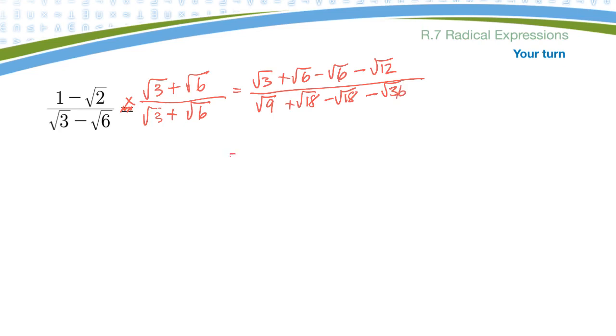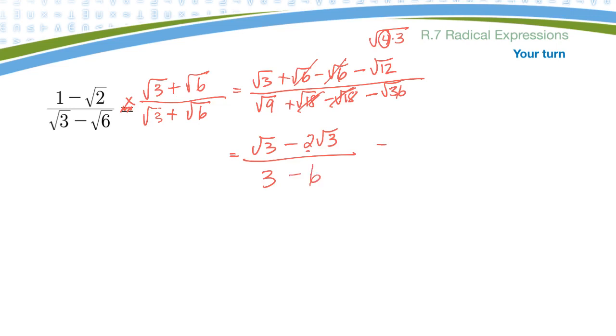On the top, I have root 3, root 6 minus root 6, those cancel, interesting. Minus, now root 12 is the same thing as root of 4 times 3. So really I could write that as 2 root 3, because the square root of 4 is 2. That's where I got that from. Square root of 9 is 3. These cancel. Square root of 36 is 6.